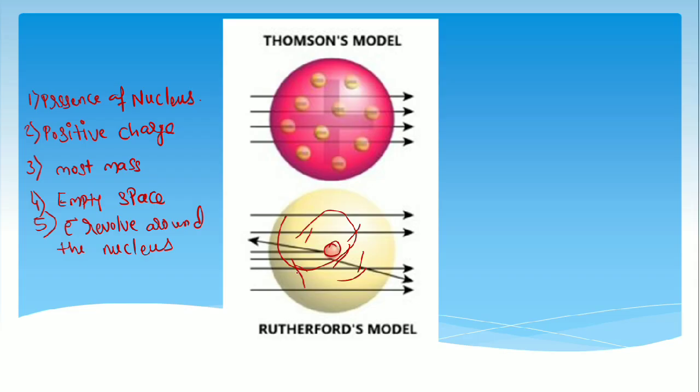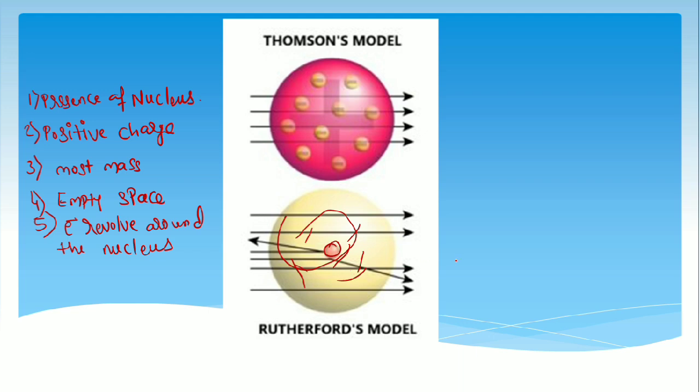In the Thomson atomic model, there is no empty space, but in the Rutherford atomic model, there is empty space. In the Thomson atomic model, there is no nucleus. The nucleus is absent in the Thomson model. In the Rutherford model, the nucleus is present. The Thomson atomic model is based on the electron discovery, but Rutherford's atomic model is based on the gold foil experiment.